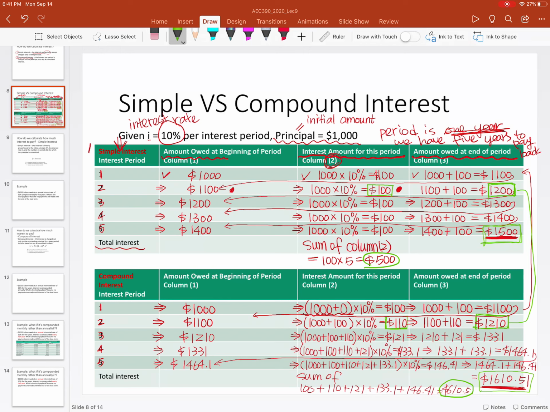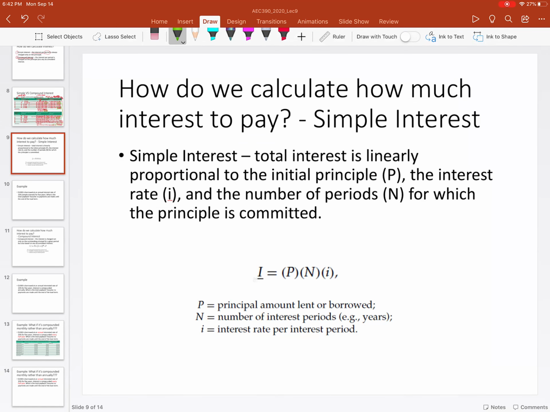This is only to help you understand the concept. And we have formulas or equations for you to use. And no surprise, that equation will give you the same answer. Okay? So now the first equation is the simple interest equation. So we have I equals Pni, with a lowercase i.